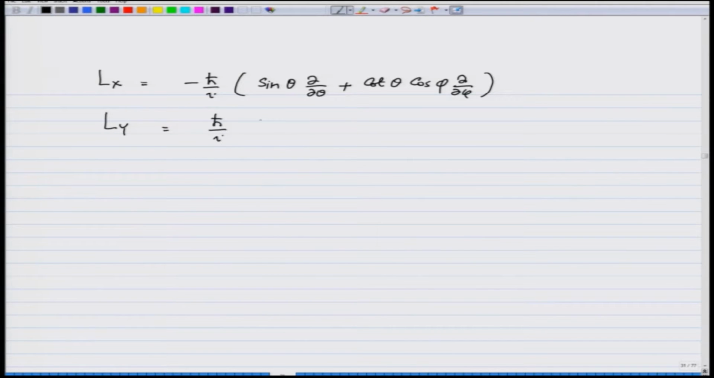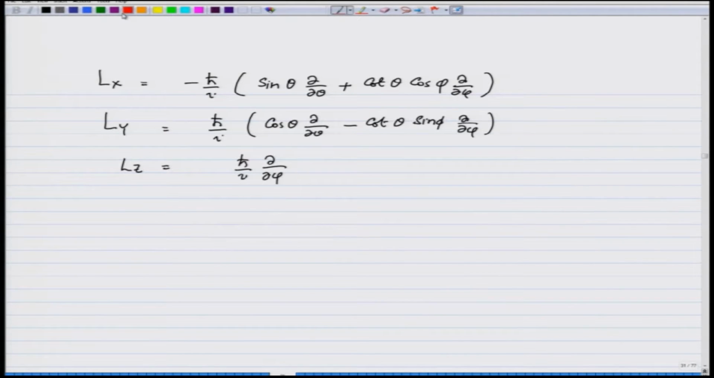So, what we have found is that Lx is equal to, I will take the minus sign out, minus h cross over i sin theta d by d theta plus cotangent theta cosine of phi d by d phi. Ly comes out to be h cross over i cosine of theta d by d theta minus cotangent theta sine of phi d by d phi, and Lz comes out to be h cross over i d by d phi.